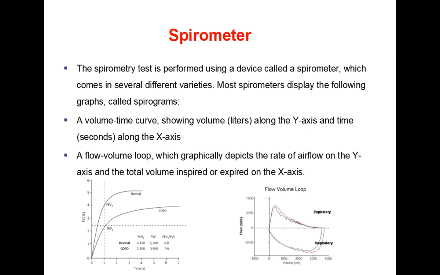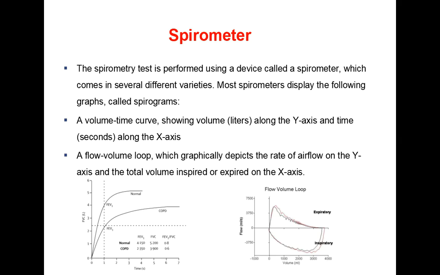The spirometry test is performed using a device called a spirometer, which comes in several different varieties. Most spirometers display the following graphs called spirograms: a volume-time curve showing the volume in liters along the y-axis and the time in seconds along the x-axis, and a flow-volume loop, which graphically depicts the rate of air flow on the y-axis and the total volume inspired or expired on the x-axis.